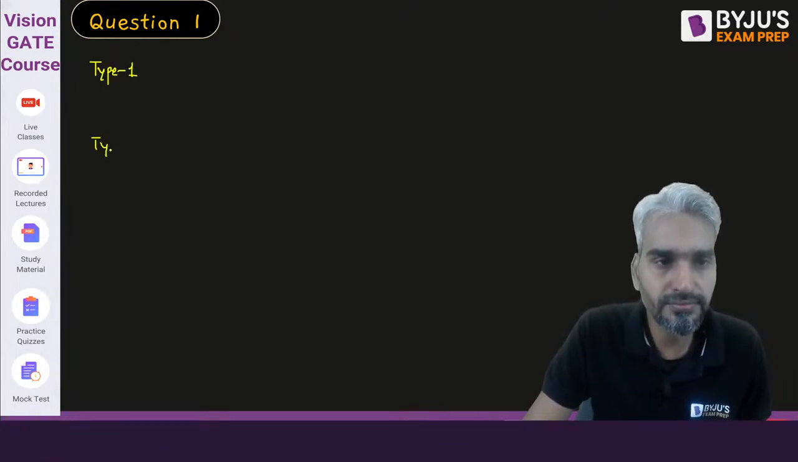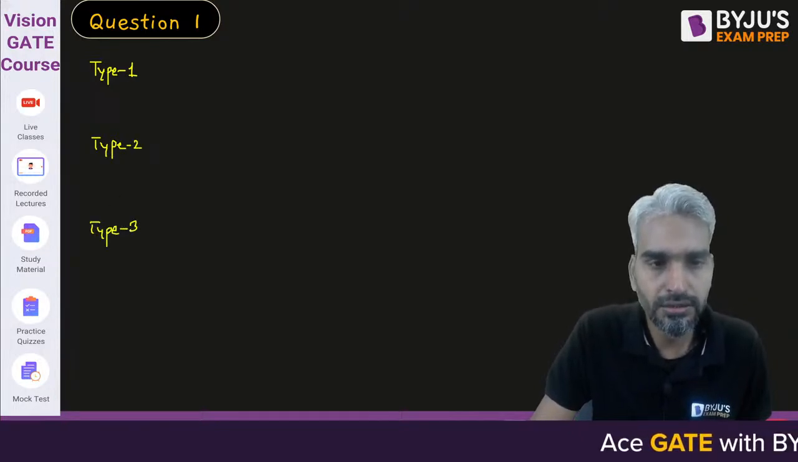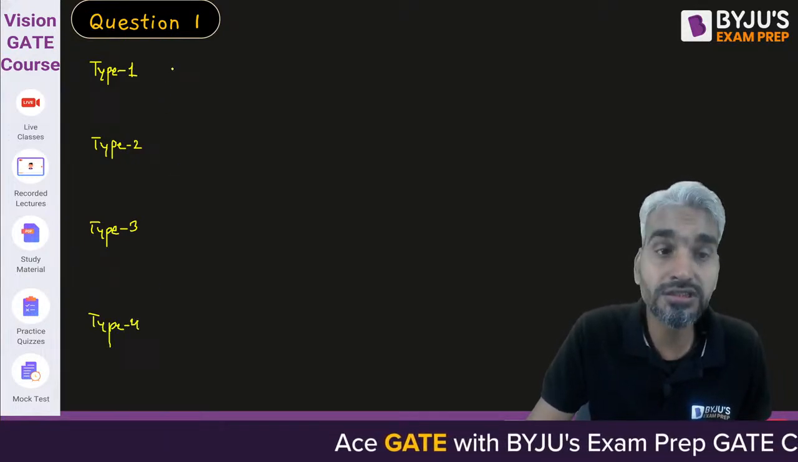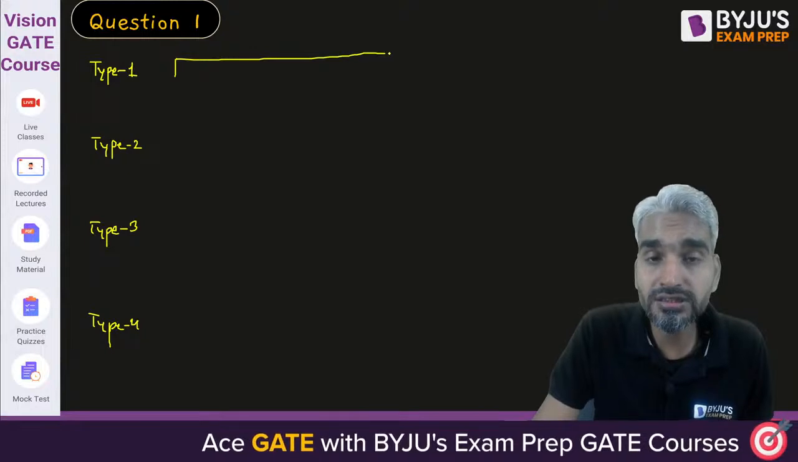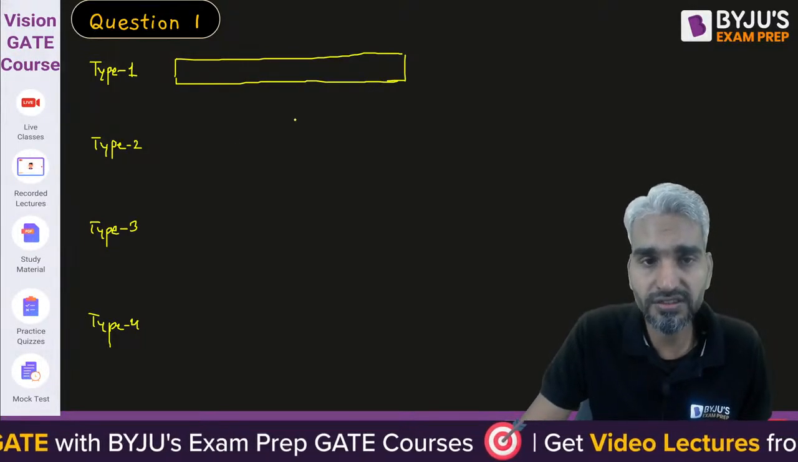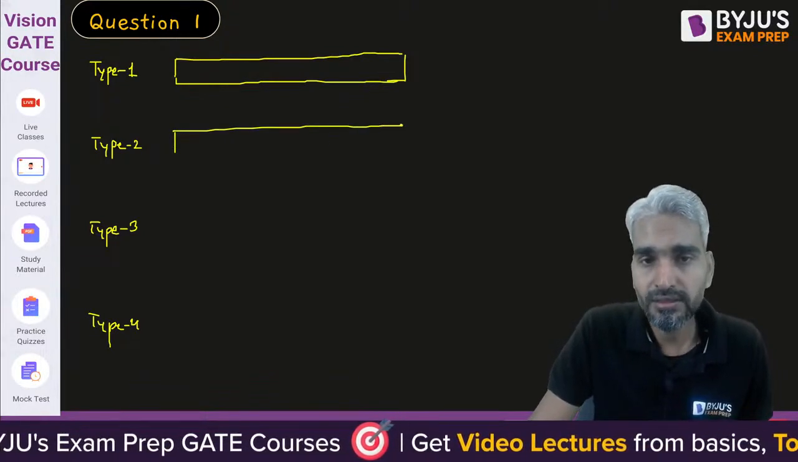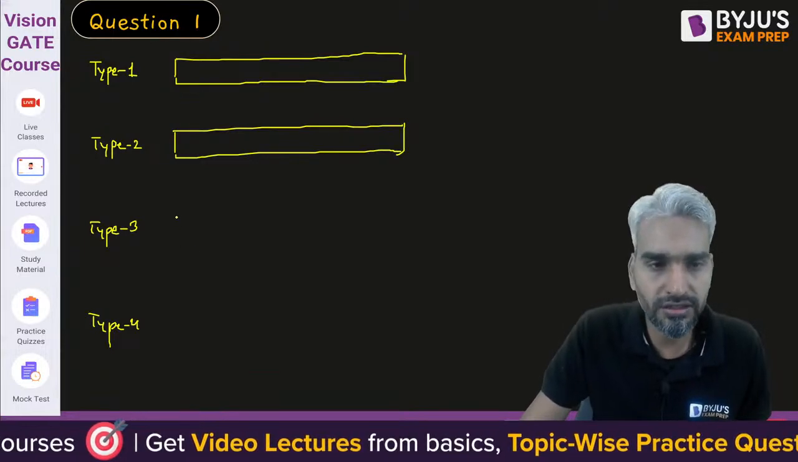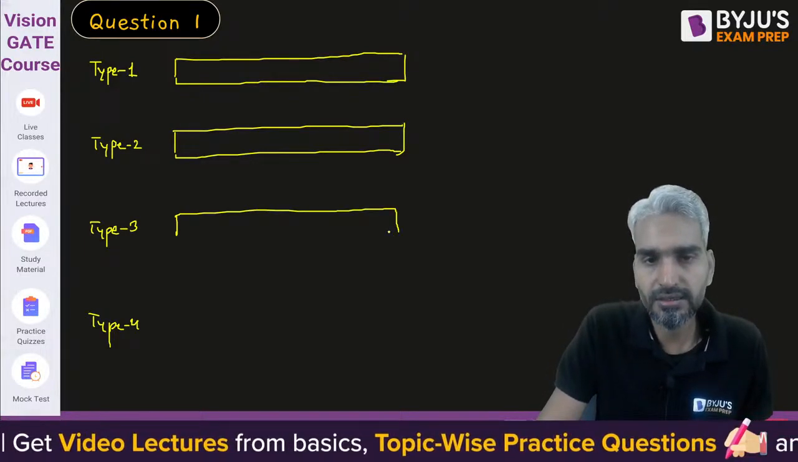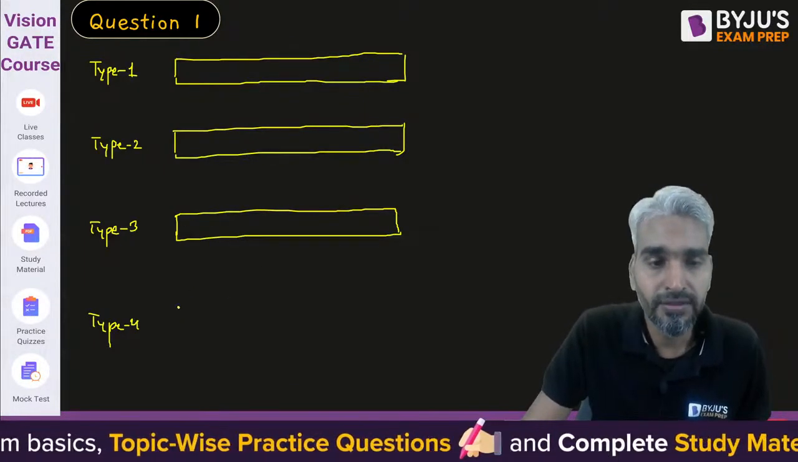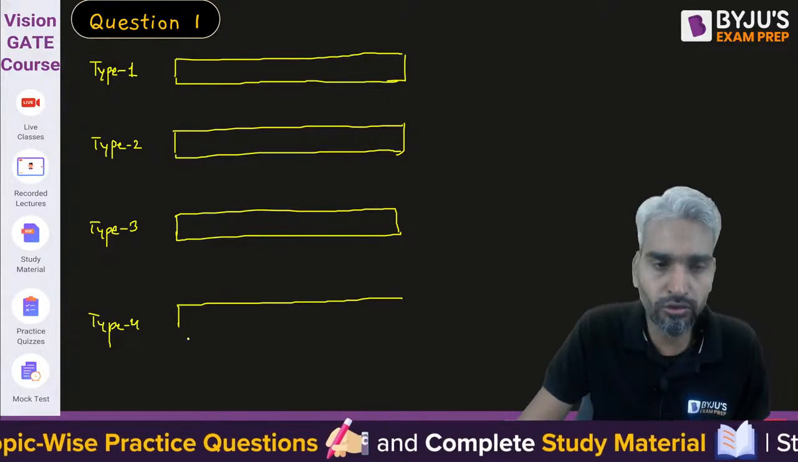Type 1, type 2, type 3, and type 4. So these are the 4 types of instructions. We know in all the instructions the size of instruction will be 16 bits. The size of instruction is not going to change. The size of instruction will be 16 bits, whatever the type of instruction is, right? You just need to see by how many bits the opcode field is expanding with respect to the previous one when you move from one to another.